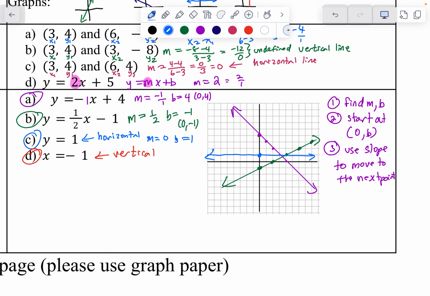Now the vertical ones, they don't really have a y-intercept very often. So you can say that the slope for this one is undefined. You can say the x-intercept instead of the y-intercept, because it doesn't always have a y-intercept for a vertical line, but just knowing that it's a vertical line, go over and find the x value of negative 1. Put that dot on your graph paper, okay, and then make your line.